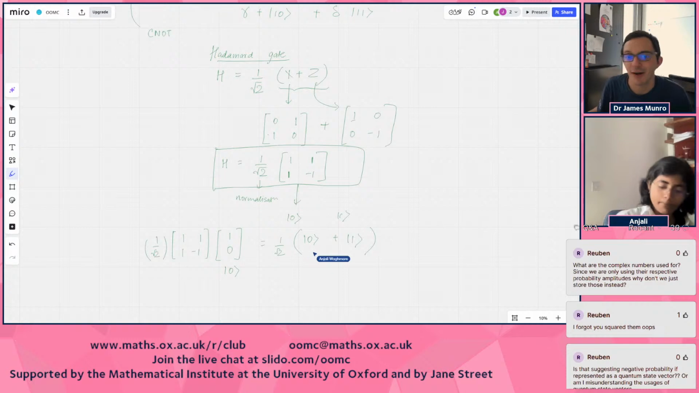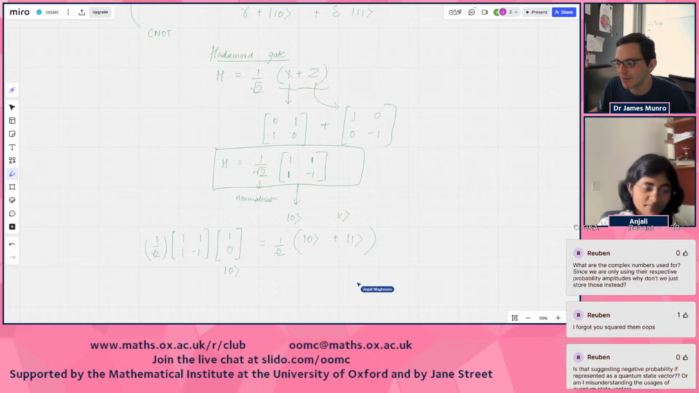Chat can maybe guess that I'm going to ask what geometric transformation this is. But yes, that's what it does to 0. It gives you some combination of 0 and 1. 0 was along the x-axis, and it gives you that combination.